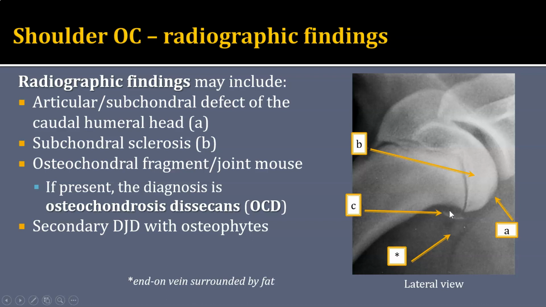In the dog, these osteochondral fragments can actually migrate. The shoulder joint communicates with the bicipital bursa, so it is possible that this osteochondral fragment could migrate cranially and actually get into that bicipital bursa, and then it can actually be a cause of bicipital tendinopathy. What I want you to recognize is that all of these findings that we're describing are identified on the lateral view.